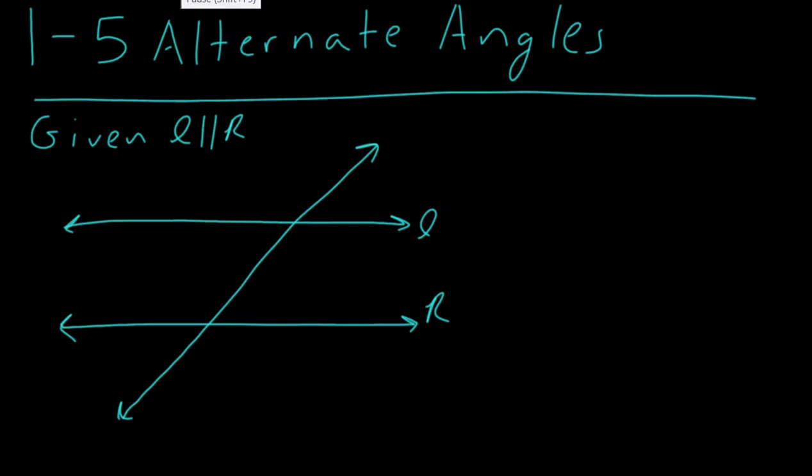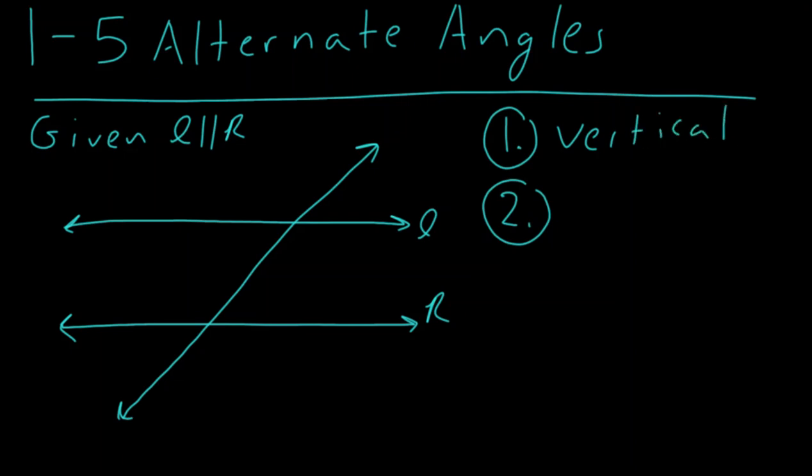Alright, in this section of 1-5, we're going to talk about alternate angles. So, what are alternate angles? Well, I would say alternate angles can be best described as a combination of two other types of angles. So they are a combination of vertical angles and corresponding.